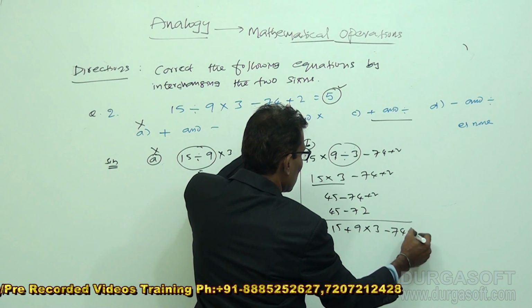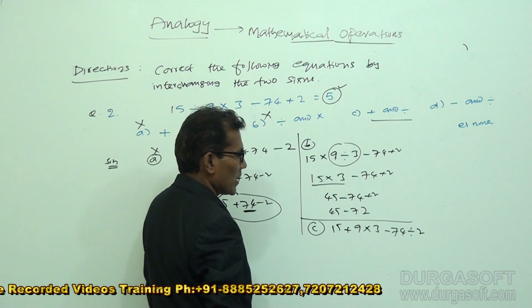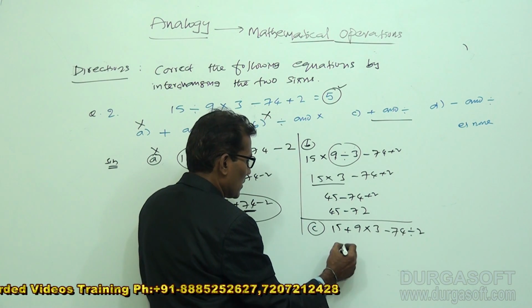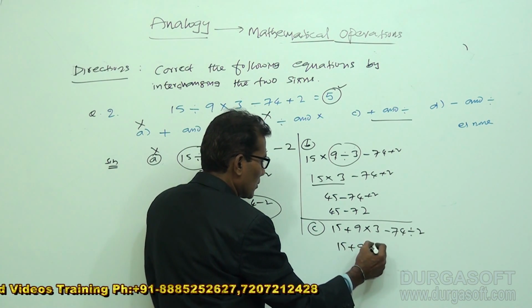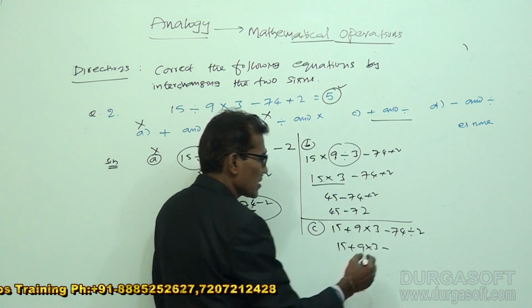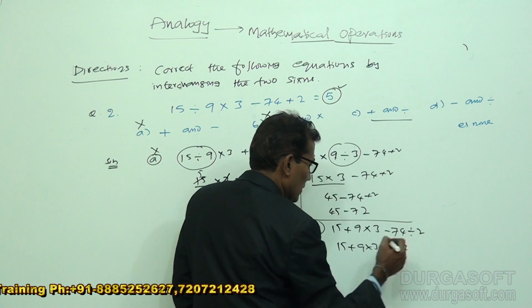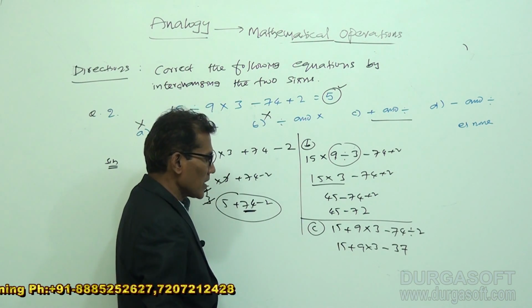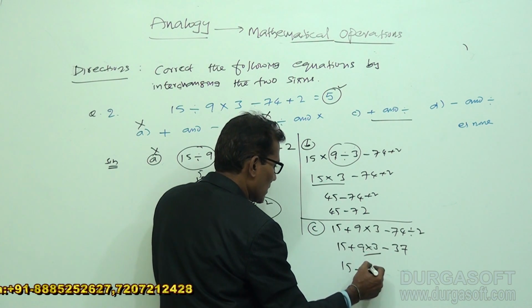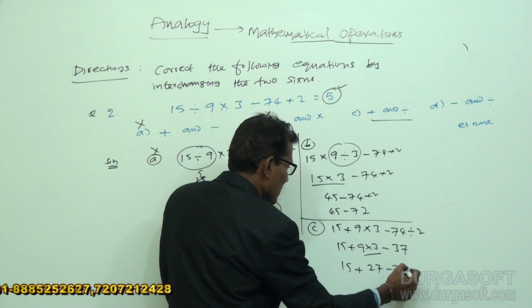It is divided by 2. Now the next operation, according to the order of operations, is division. So 15 plus 9 into 3 minus 74 divided by 2. 74 divided by 2 is nothing but 37. And then what is the next operation? It is multiplication. So 15 plus 9 threes are 27 minus 37.